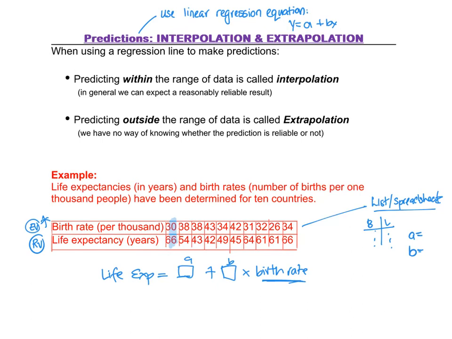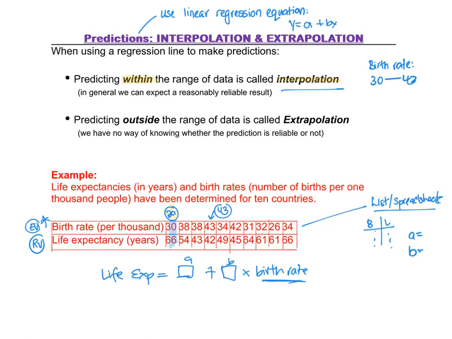Now, if you predict within the range, it's called interpolation. Within the range means, can you see that the lowest birth rate here is 30, and then the highest one is, I think, 43, maybe? So if I asked you for a country with a birth rate of any number between 30 and 43, that would be interpolation.